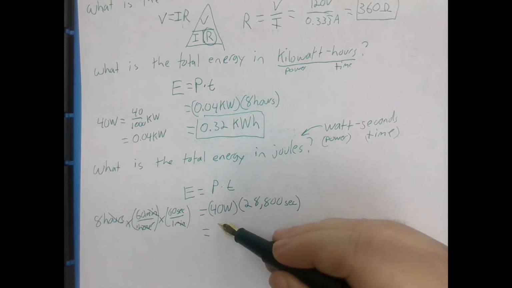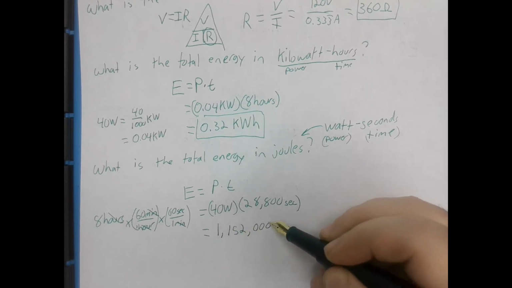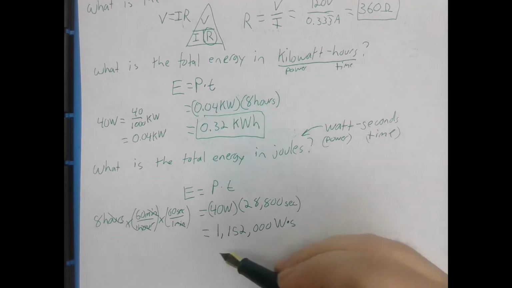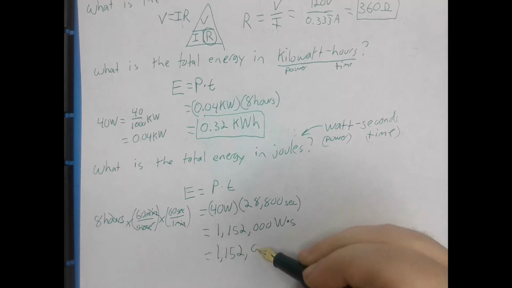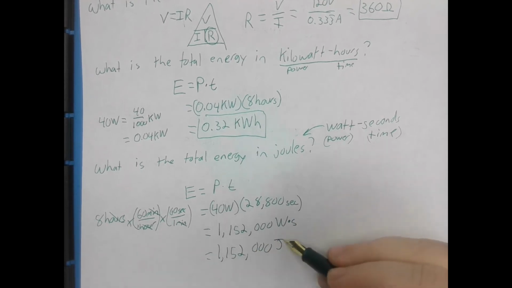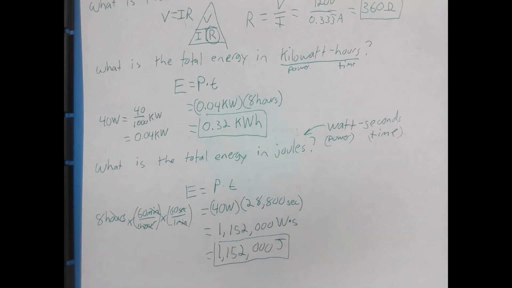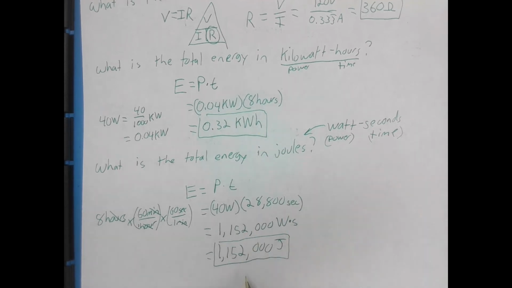giving us a total of 1,152,000 watt seconds, which we can replace watt seconds with joules. You can see why kilowatt hours is preferred over joules, because these are very large numbers.